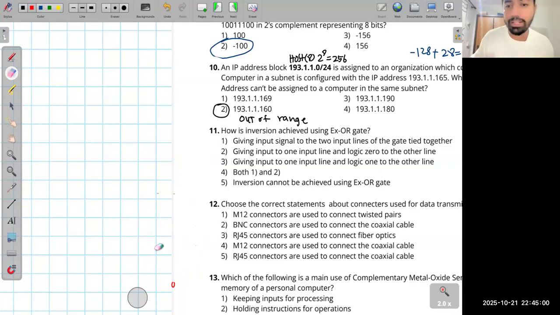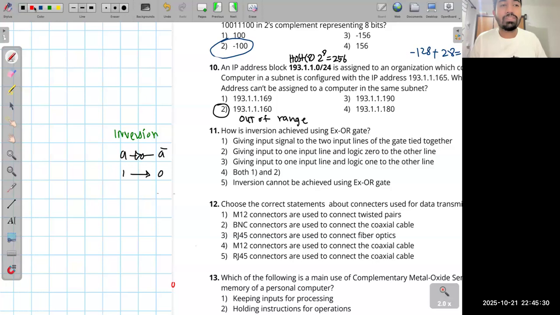Right. Let me explain in general, okay? How is inversion achieved using an XOR gate? What is inversion? A NOT gate. Someone asked me question number 10, so let me explain. Inversion means a NOT gate. If you send A through a NOT gate, you get A bar. Or the other way, if you send 1, you get 0. That's inversion. Now, is it possible for me to get the inversion of that number using an XOR gate?